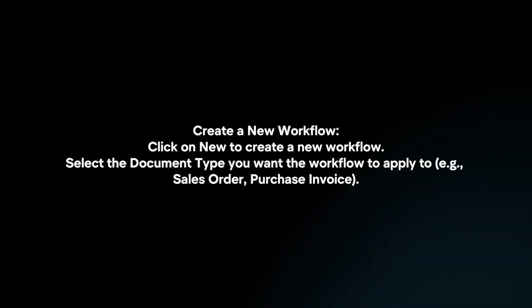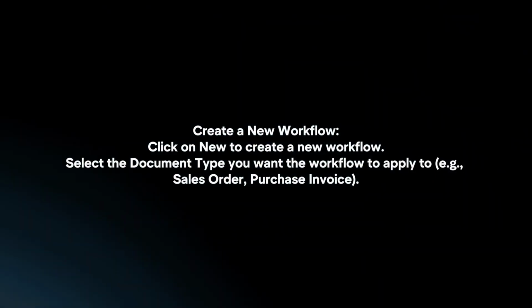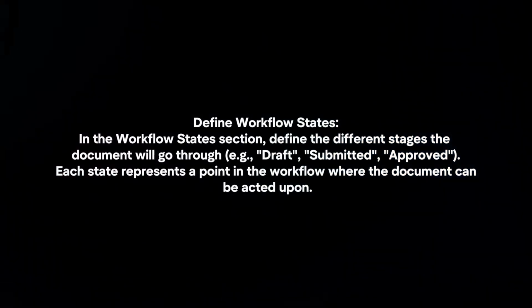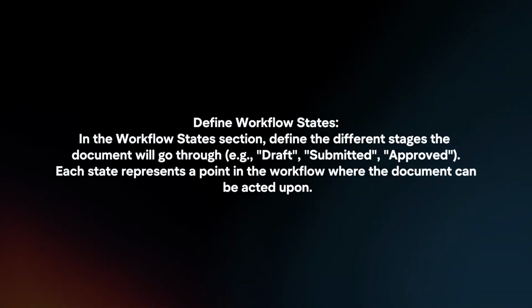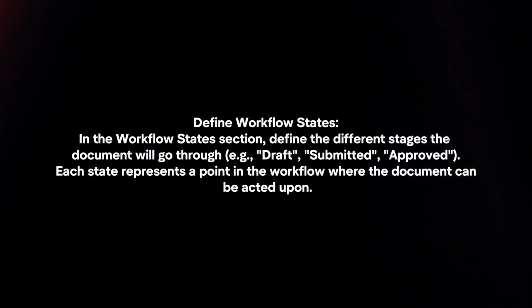Create a new workflow. Click on New to create a new workflow. Select the document type you want the workflow to apply to. Define workflow states. In the workflow states section, define the different stages the document will go through. Each state represents a point in the workflow where the document can be acted upon.